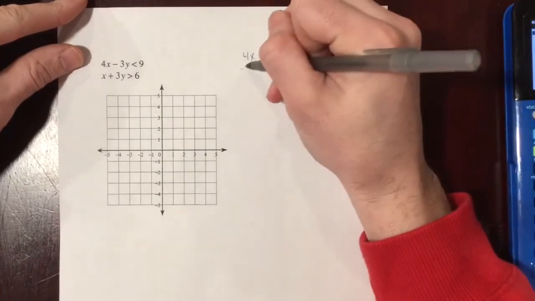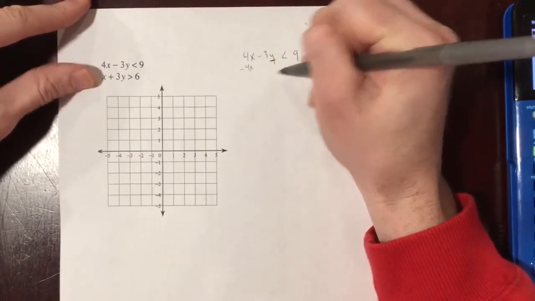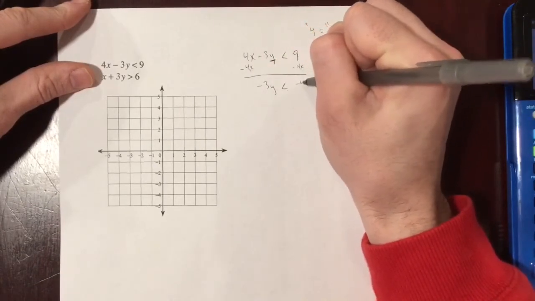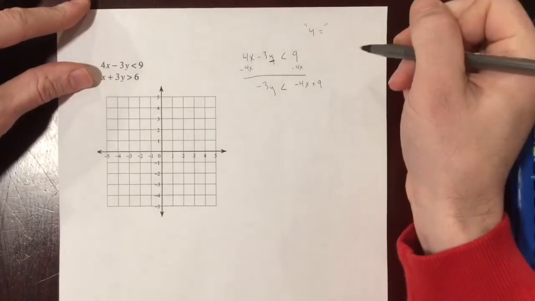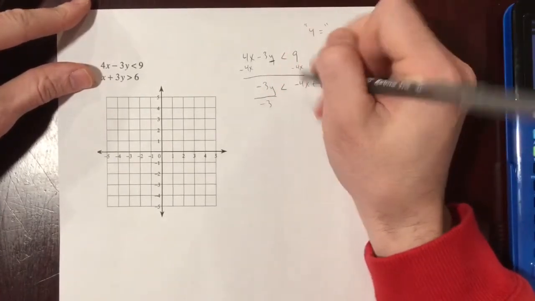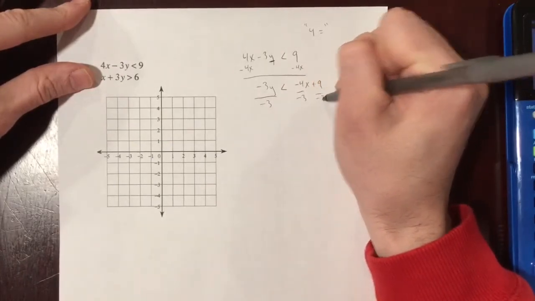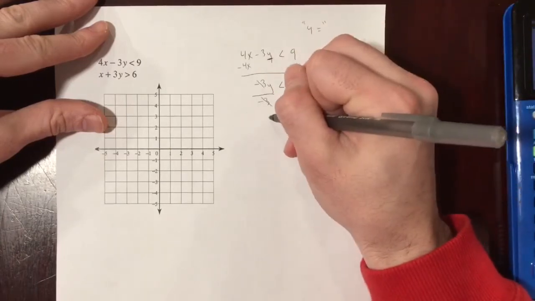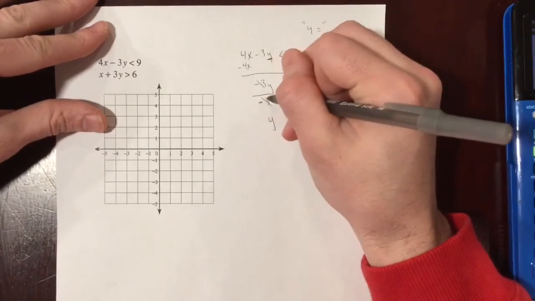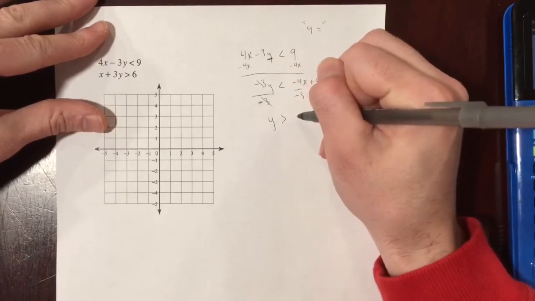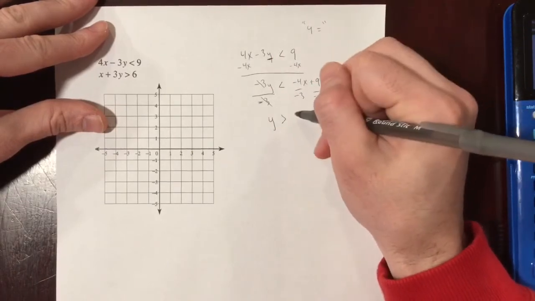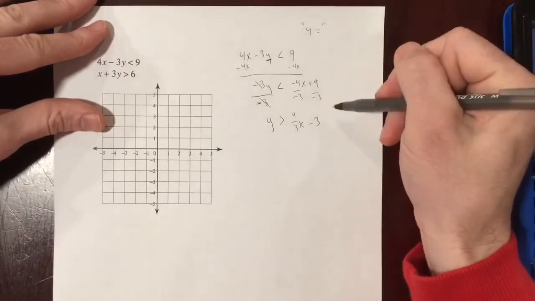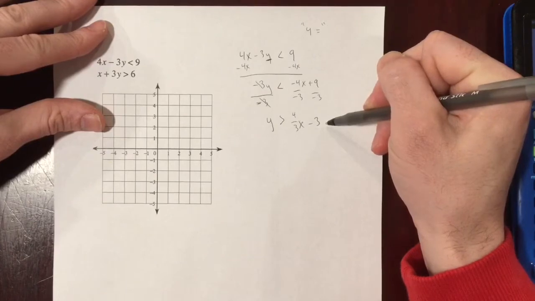My first step is to subtract 4x on both sides. Negative 3y is less than negative 4x plus 9. And I need to divide by negative 3 in order to get y by itself. So negative 3 over negative 3 cancels out or divides out. I'm left with y. I divided by a negative, so I do need to flip the inequality sign. Negative 4 divided by negative 3 is positive 4 over 3x minus 3. So this is now in y equals form.